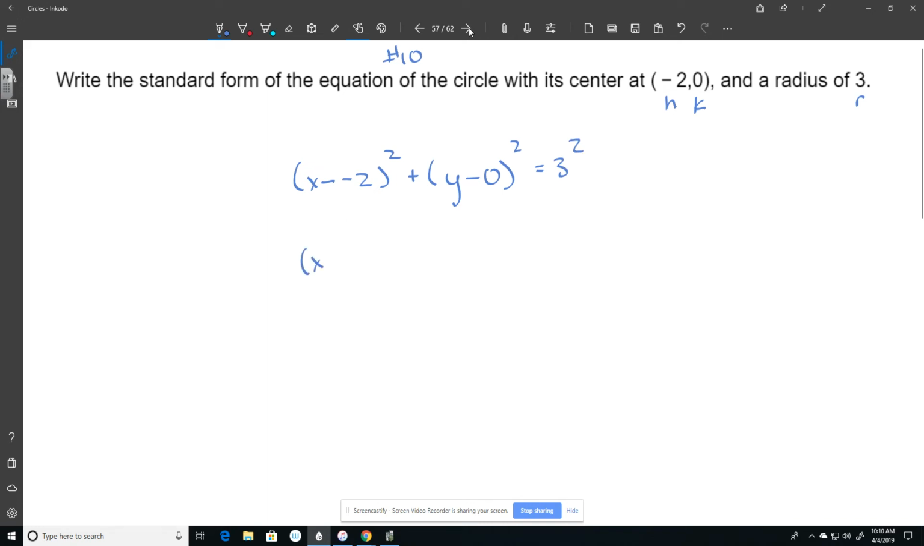So x minus -2 becomes x plus 2 squared. And then I add y minus 0, which is just y squared. And that equals 3 squared, or 9. So x plus 2 squared, I'm just going to clean this up a little bit because I don't need my y in parentheses. X plus 2 squared plus y squared equals 9. That would be my equation with the center and radius.